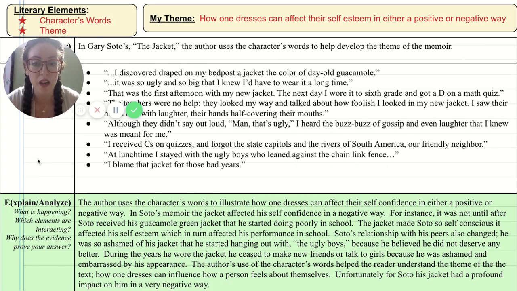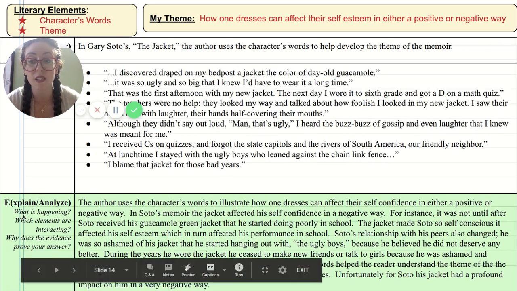So here's what I wrote. The author uses the character's words to illustrate how one dresses can affect their self-confidence in either a positive or negative way. Boom, I stated my theme. Remember, that belongs in explain and analyze because it came from my own head.